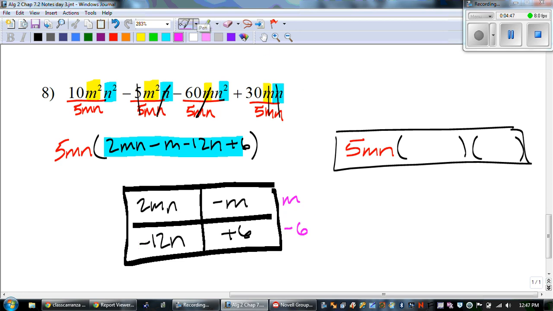Okay, now let's look at it vertically. 2 and negative 12, I can take out a 2, and then they both have n's. So I'll take out a 2n. And on the right, vertically, going this way, my leading coefficient is negative, and the only thing they have in common is 1. So putting that together, we have m minus 6, and then 2n minus 1. And that's how we get our final answer.